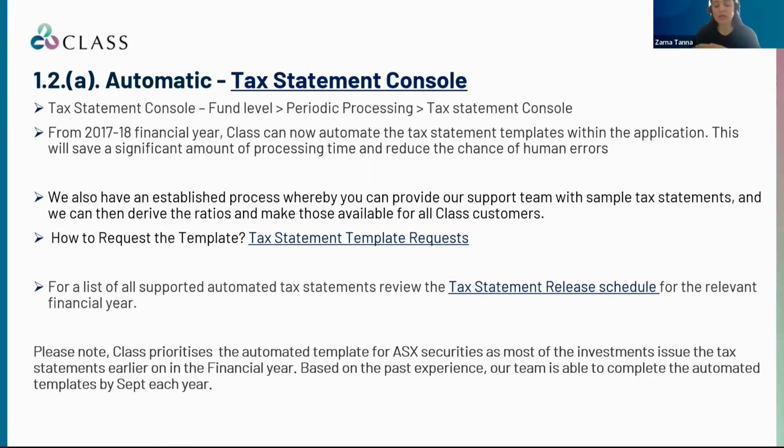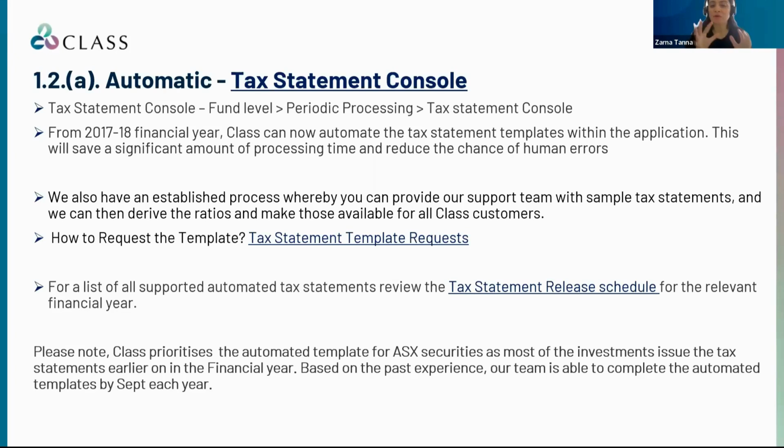What they did was, for any users who provide tax statements as a template to support, the tax statement team is applying all these ratios so that you can use the tax statement automated template and process this automatically without manually changing or updating any tax components from your end. So basically, it's all done automatically, applying all the ratios. It would save a significant amount of time for you from a processing point of view, and also it would reduce any chance of human errors.